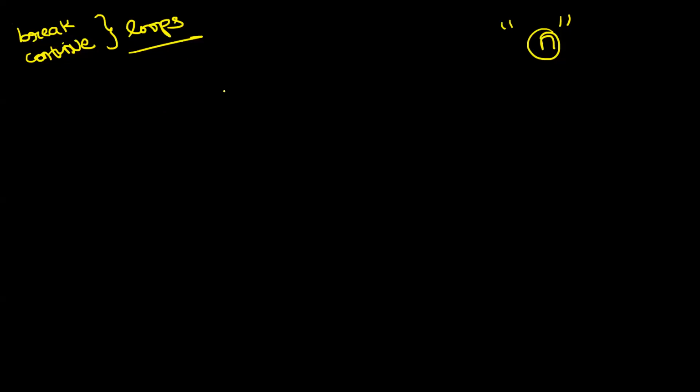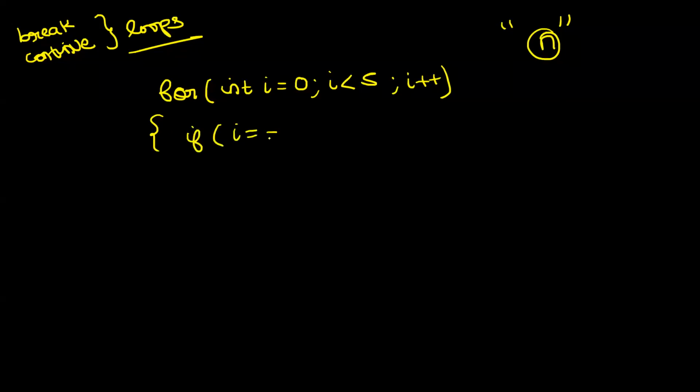Okay. So let me take an example and then I will tell you what a break and a continue do. Let's say I'm writing a loop: for int i equal to 0, i less than 5, i plus plus. And let's say I write here: if i is equal to 2, a statement like break. So what does break actually do? Break makes you come outside the for loop. The moment you hit a break statement, it makes you come outside the loop.